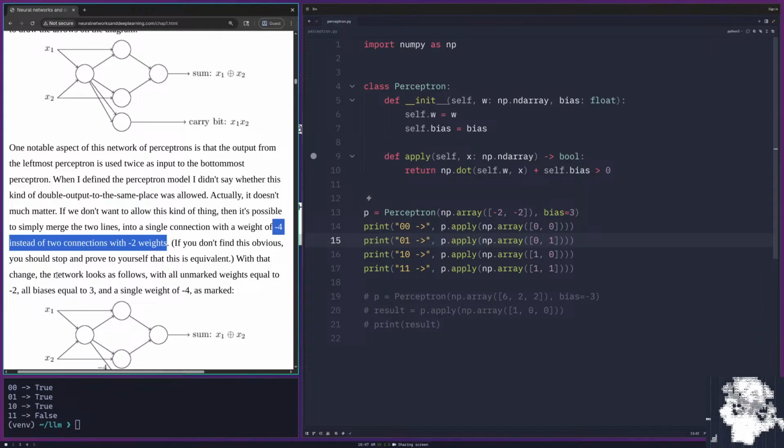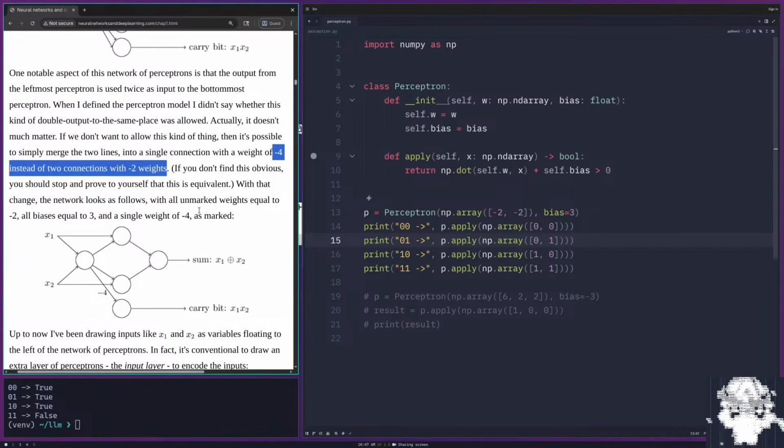With that change, the network looks as follows, with all unmarked weights equal to -2, all biases equal to 3, and a single weight of -4 as marked.